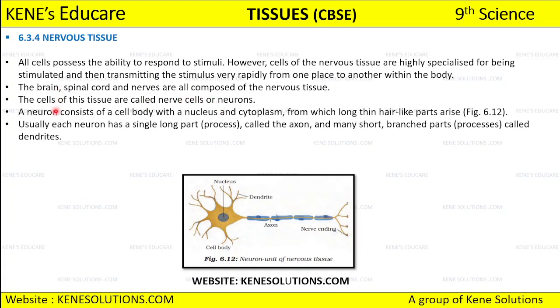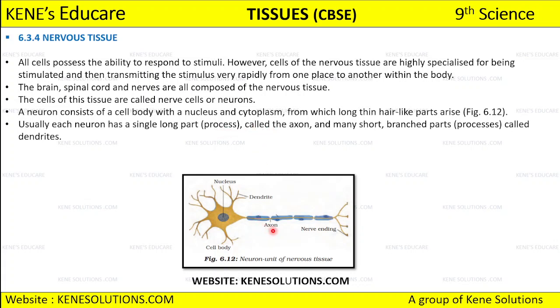Okay, so a neuron consists of a cell body. Can you see, this is the structure of a neuron? The neuron consists of a cell body which has a nucleus in the center and a cytoplasm. From this cytoplasm you will see that long thin hair-like parts arise, and those long thin hair-like parts are called dendrites. Usually each neuron has a single long process. We call it the axon.